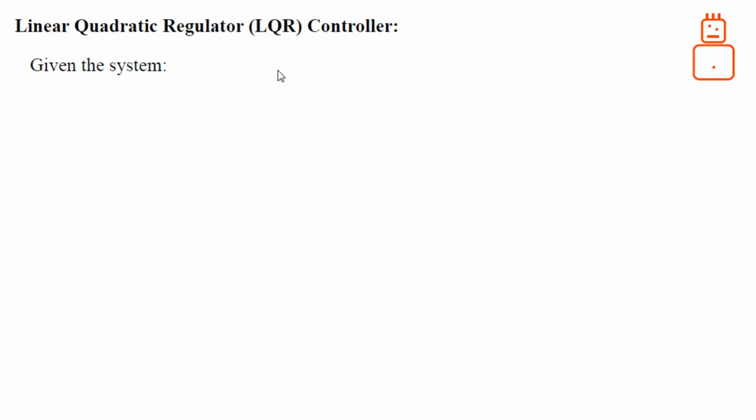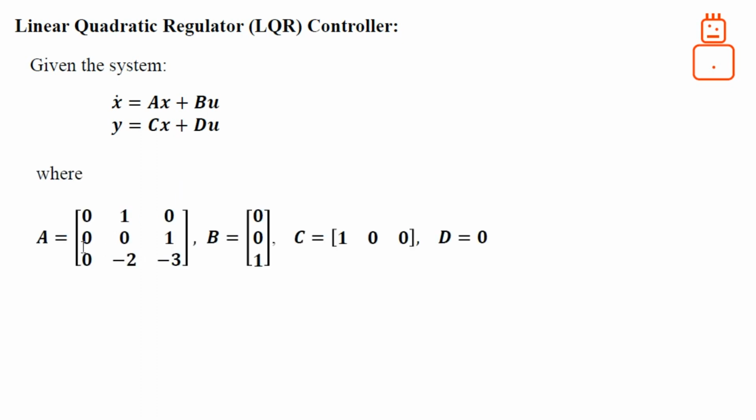So, given this example, we have this state space dynamic system, where A is given in this format and B is given in this format, which is a single input, single output system. We have one output and we don't have any value for the matrix D.